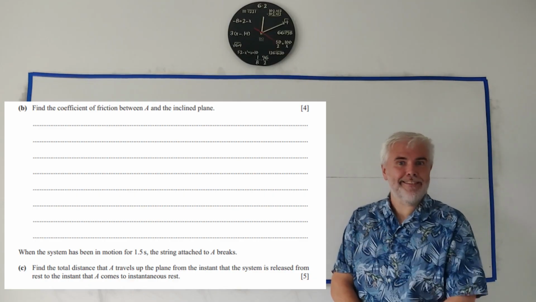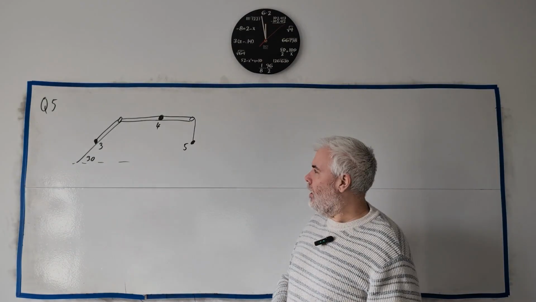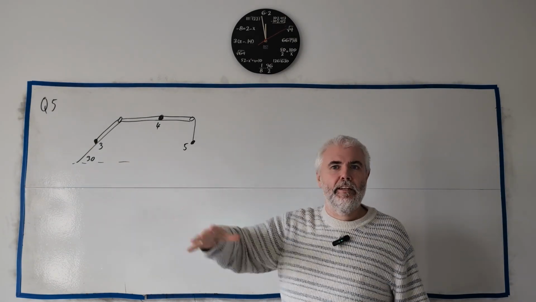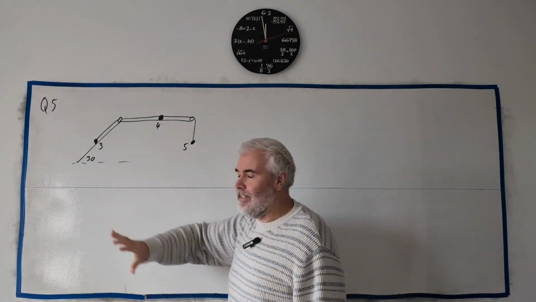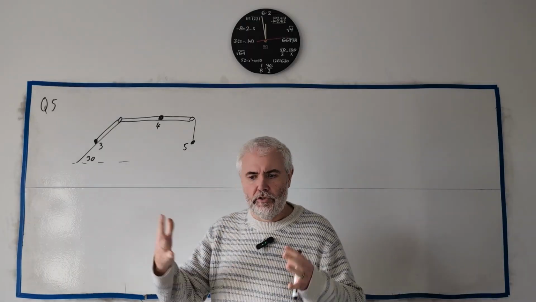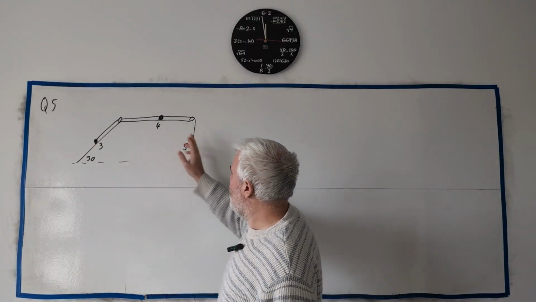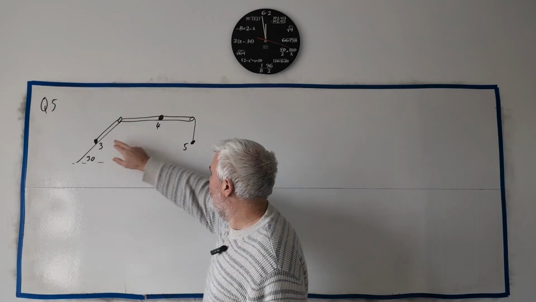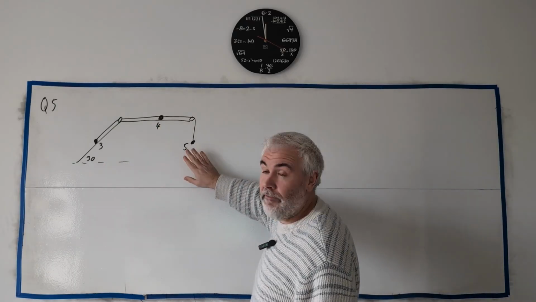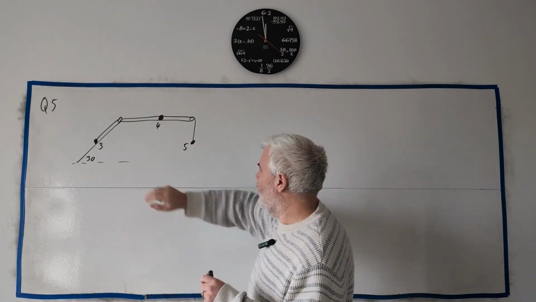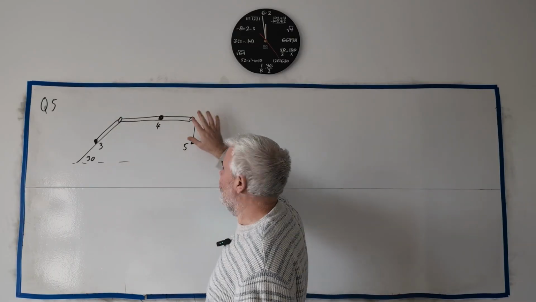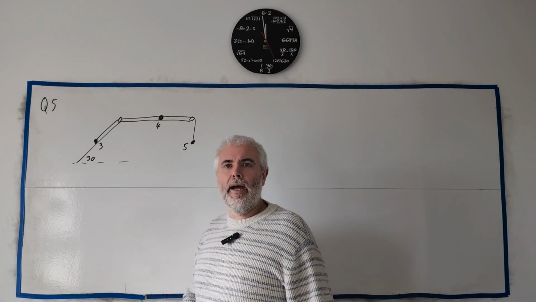Okay, let's get into the maths. In question 5, they give us this drawing and they give us lots of information about this system. Ultimately, we have three balls, three objects, A, B, and C. They weigh 3 kilos, 6 kilos, and 5 kilos. They're attached together with strings that go around these pulleys here.